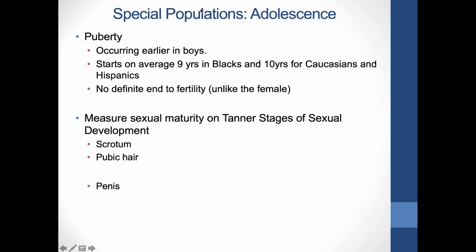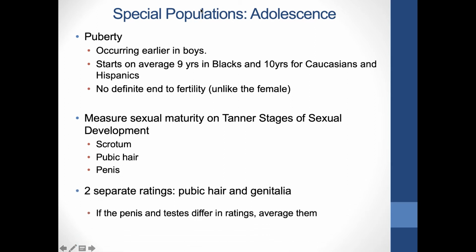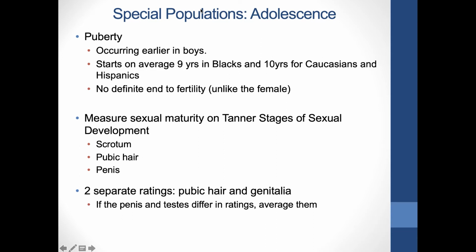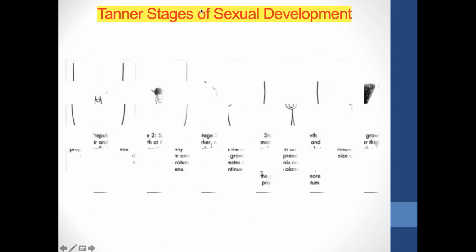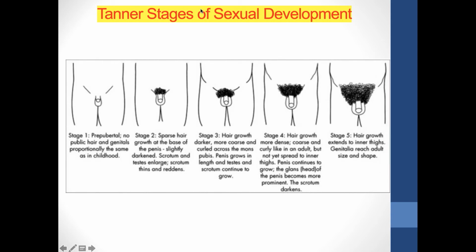We measure sexual maturity on the Tanner stages of sexual development, the scale that we looked at when we were doing our female GU unit. This assesses, with the males, the scrotum, pubic hair, and penis. There are two separate ratings, the pubic hair and the genitalia. If the penis and testes differ in ratings, then they get averaged. The first change to occur is testicular enlargement at about 9.5 to 13.5 years of age. And here's the chart for the Tanner stages for our males. We have stage 1 through stage 5. I'm not going to read them all off specifically, but you can see here the different stages of the growth.